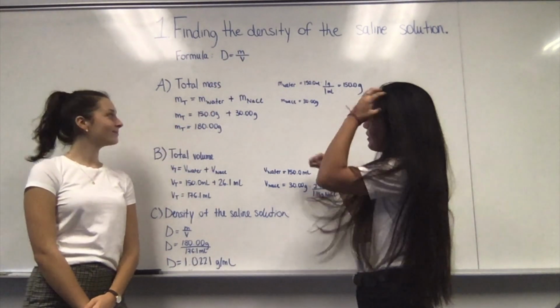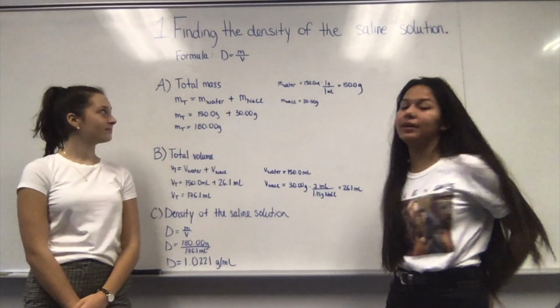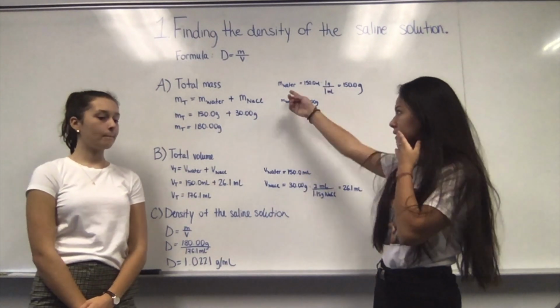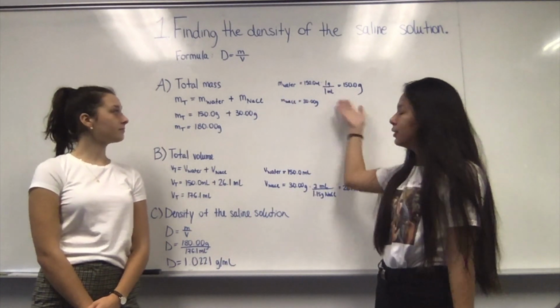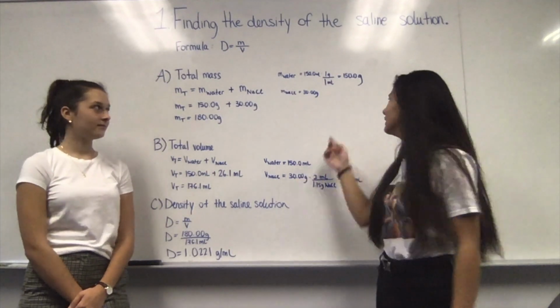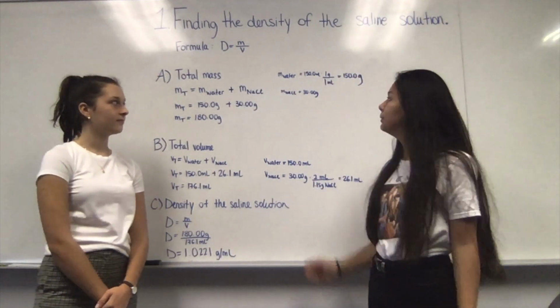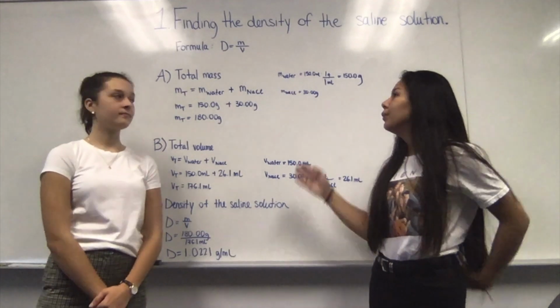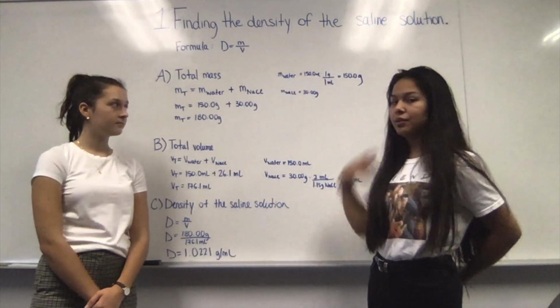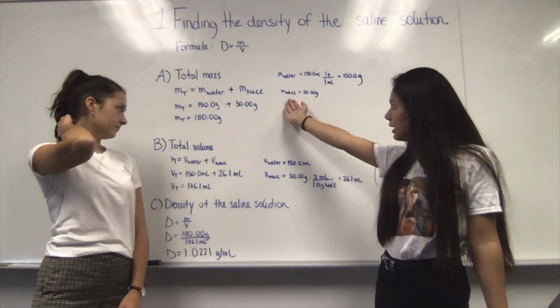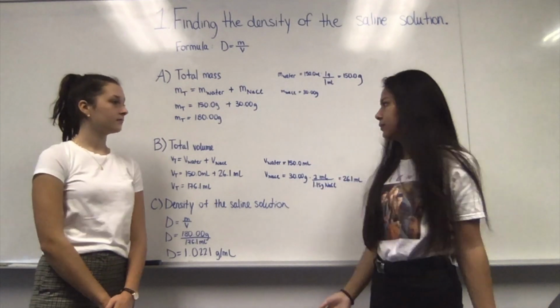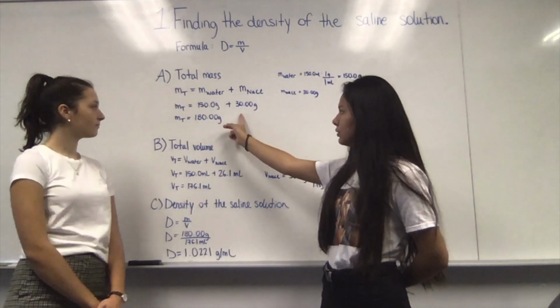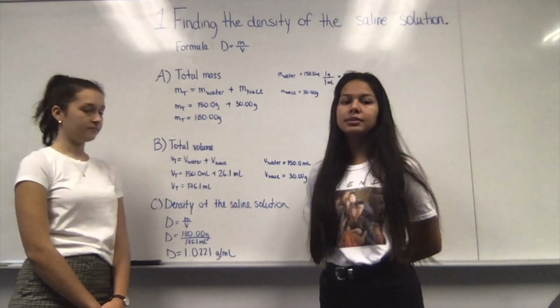Okay, so basically for the first step, what we did was find the total mass. To find the total mass, we had to find the mass of the water, and we know that its volumetric mass is 1 gram on 1 milliliter. So because we use 150 milliliters, we can conclude that we used 150 grams. And the mass of the NaCl was 30 grams because that's what we used in the lab. We add those two together and we obtain 180 grams.